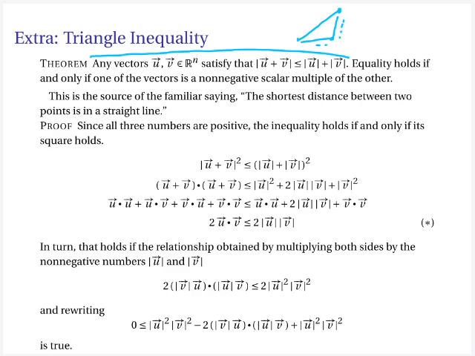The second sentence is maybe less familiar: when do you have equality? Less than or equal to, when do you have equality? And the answer is you have equality if and only if one of the vectors is a non-zero scalar multiple of the other. So here, for example, are two vectors where one of them is twice the other. If you laid those two vectors out end to end, you would have a straight line, and so the triangle inequality would give you equality.